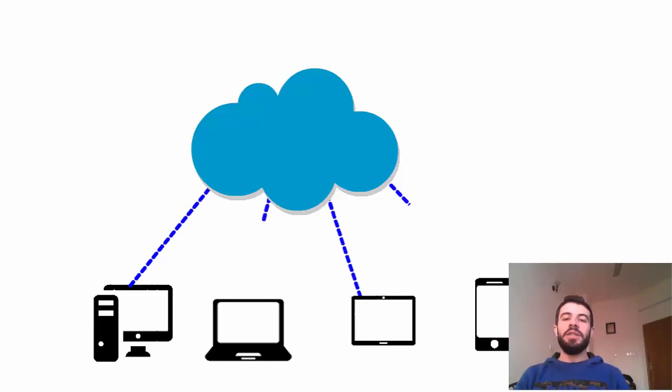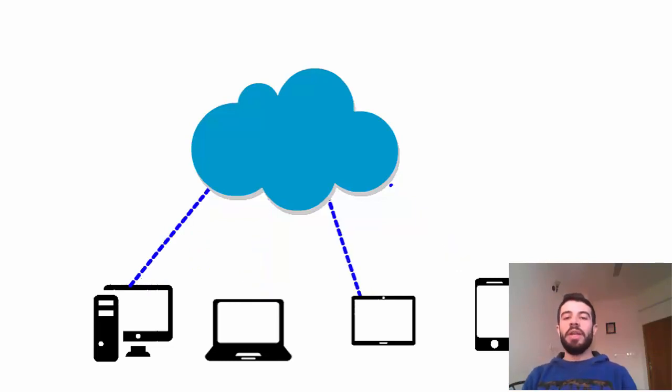In this video I will explain the first service in Microsoft Office 365. It's called OneDrive. We say Microsoft Office 365 is a cloud service that includes a lot of services like OneDrive, Word, Excel, Access and so on.